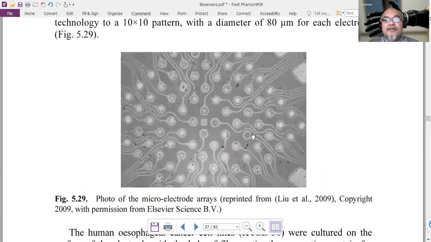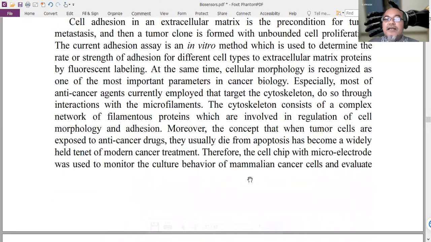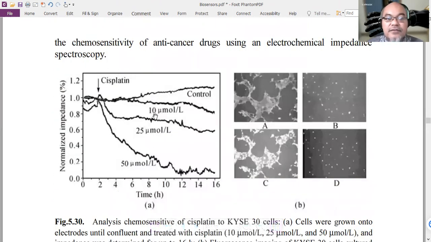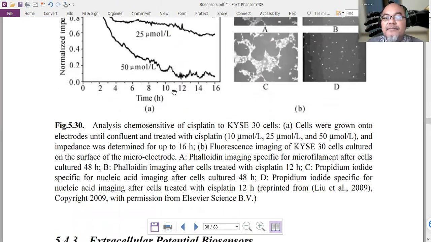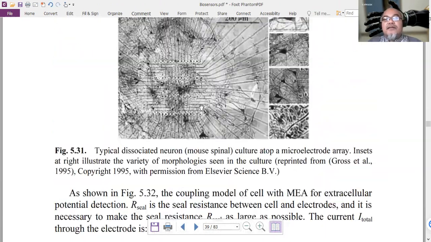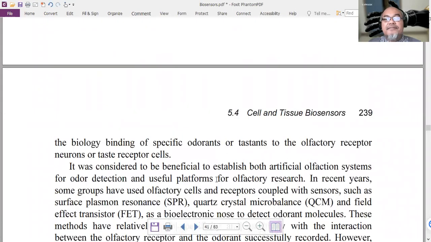A cell impedance sensor like this has applications such as drug screening. When cisplatin is introduced at different concentrations and a control, how will the cells react? This is shown as the change of impedance level. Extracellular sensing is basically similar, measuring extracellularly.